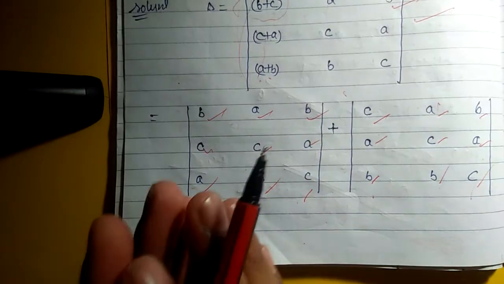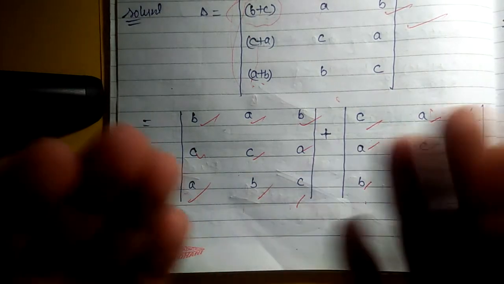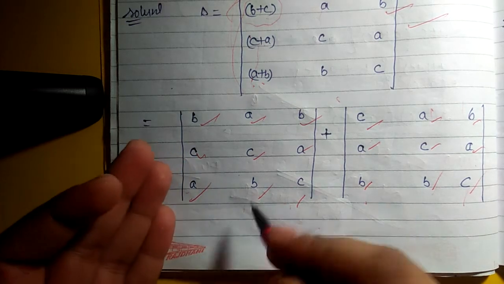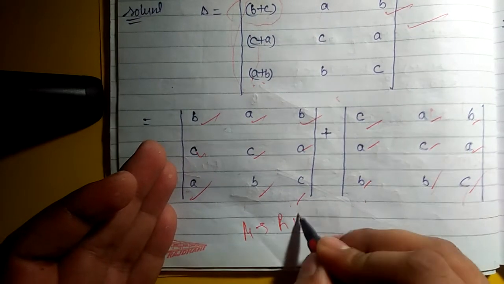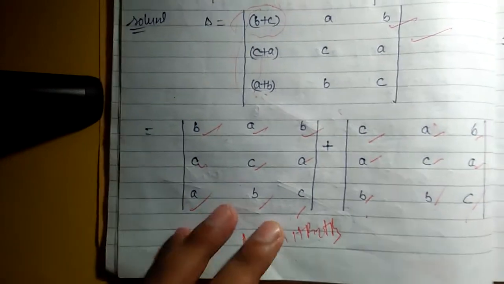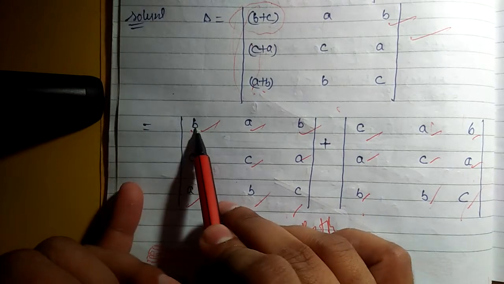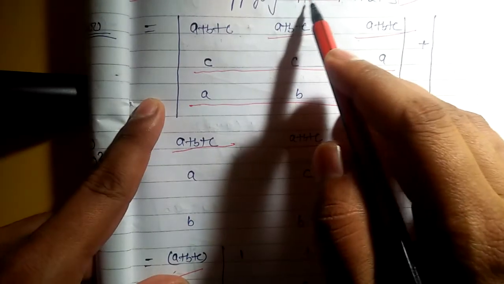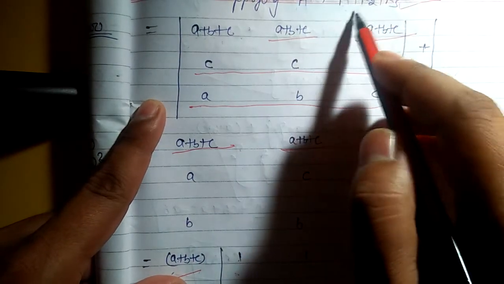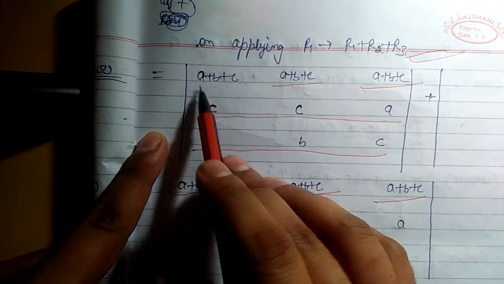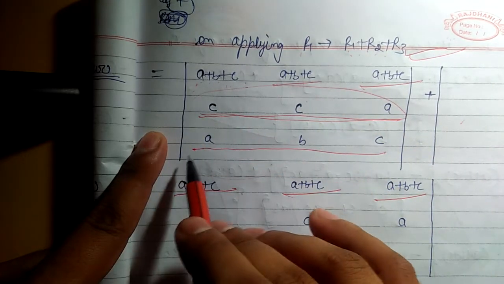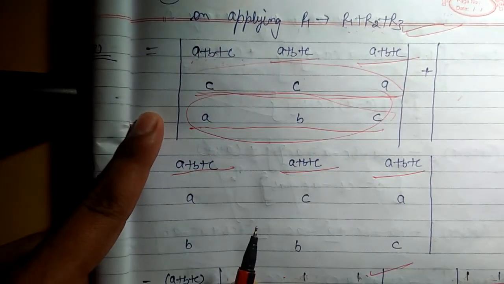After that, because you have done a lot of questions, after seeing this question you can identify which properties we should apply here. We apply R1 equals R1 plus R2 plus R3, because after applying this you will get a plus b plus c in every position. So R1 changes to R1 plus R2 plus R3: it will be a plus b plus c, a plus b plus c, a plus b plus c, and in the second row it will be as it is, c, c, a, and in the third row as it is, a, b, c.